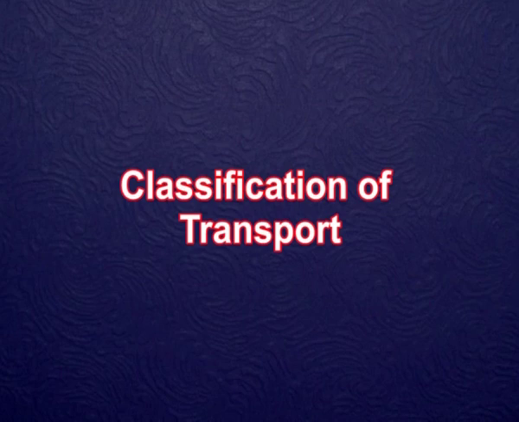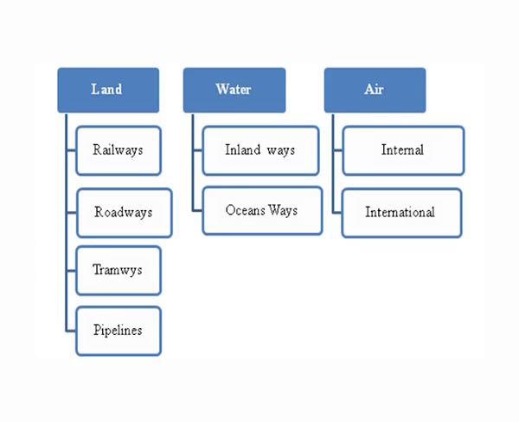Now coming to the classification of transport. Transport is divided into three ways: landways, waterways and airways. Land includes railways, roadways, tramways and pipelines. Water includes inland ways and ocean ways. Air includes internal and international.